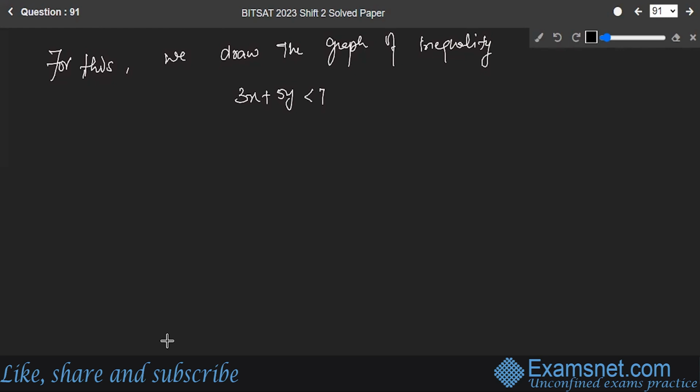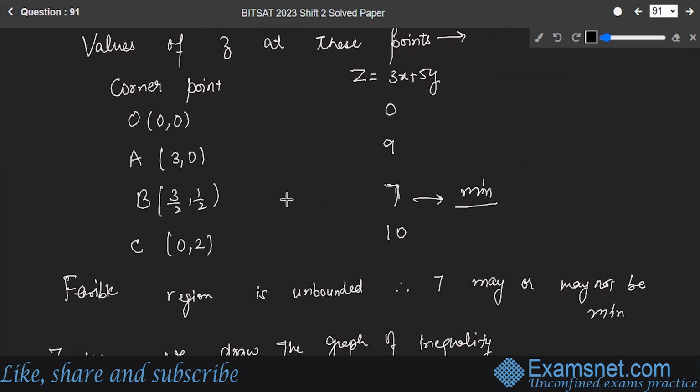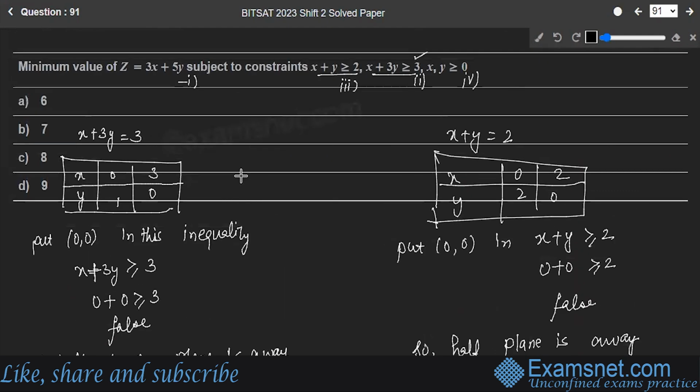And there you will check, it can be seen that the feasible region has no common point with 3x plus 5y less than 7. Therefore, the minimum value of Z is 7 at this point, right? This is the minimum possible value of Z. So that makes option B the right answer. Hope you understood that. Let's move to the next question, 192.